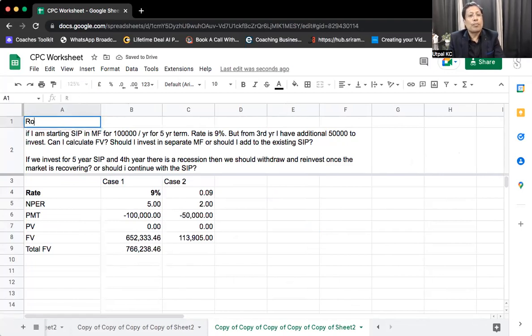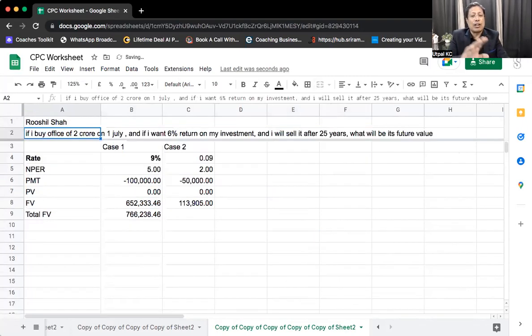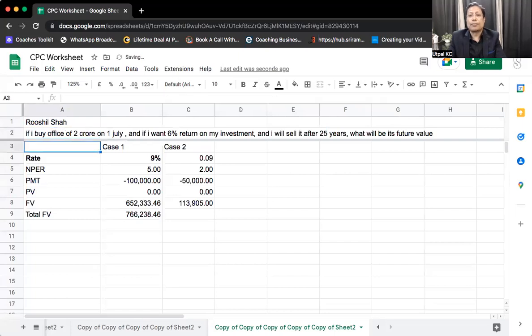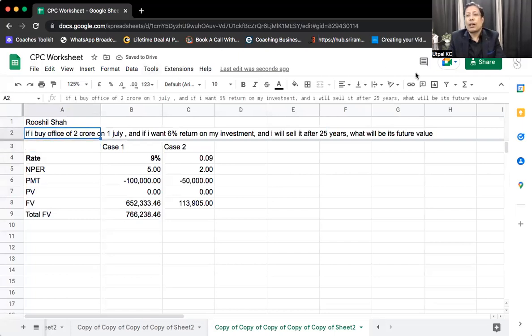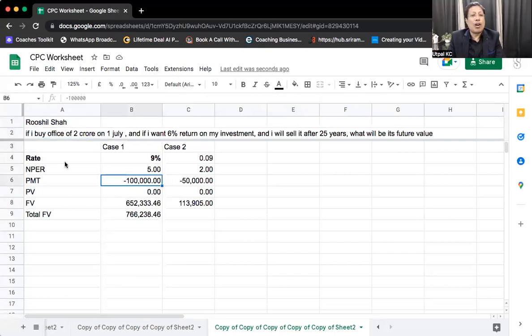Rushil Shah. I'm going to share this, don't worry. If you buy an office for 2 crore on 1st July and I want 6% return on my investment, I'll sell it after 25 years. This is the first thing.